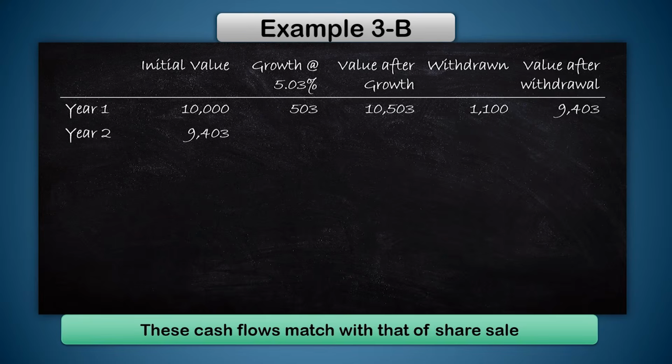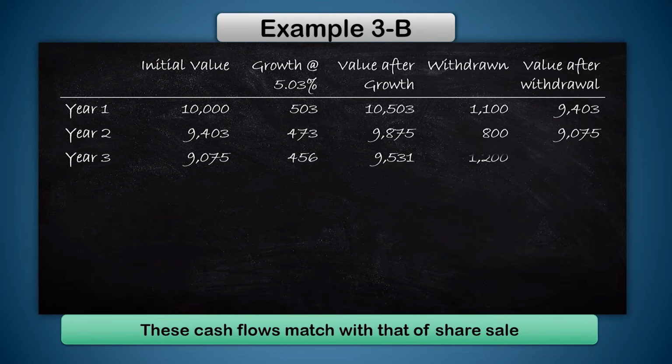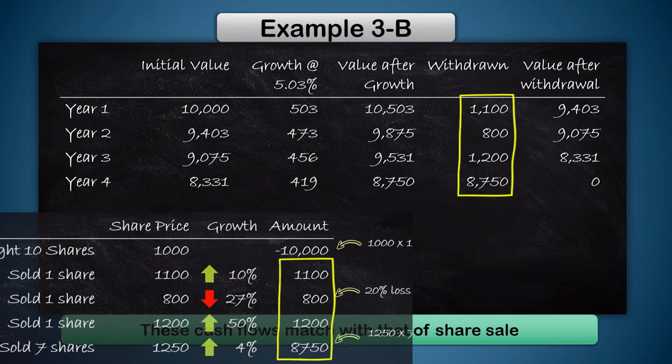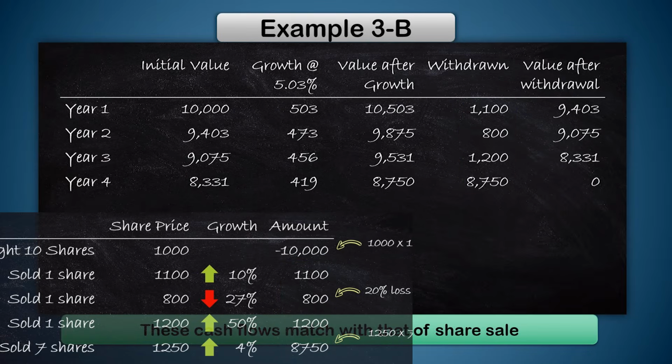Next year again, this money will grow at 5.03% and become 9,875, and withdrawal in the second year is 800. If this continues in the same pattern, at the end of fourth year, you will be left with exactly the same amount of 8,750 rupees. The point of this example was to show that the cash flows from the share business is exactly the same as investing your money at a fixed rate of 5.03% per annum.